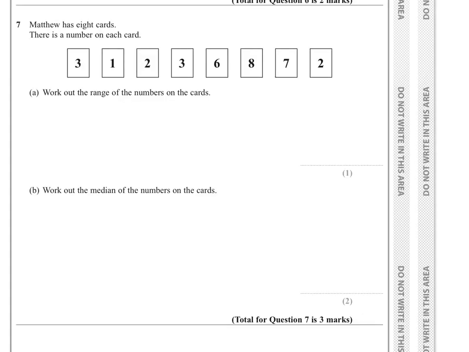Question 7. Matthew has 8 cards. There is a number on each card. Work out the range of the numbers on the cards. Well, they range from the lowest being 1 right up to the highest being 8. So how does 1 and 8 differ? Well, you do the highest, take away the lowest, and 8 take away 1 is they range by 7.